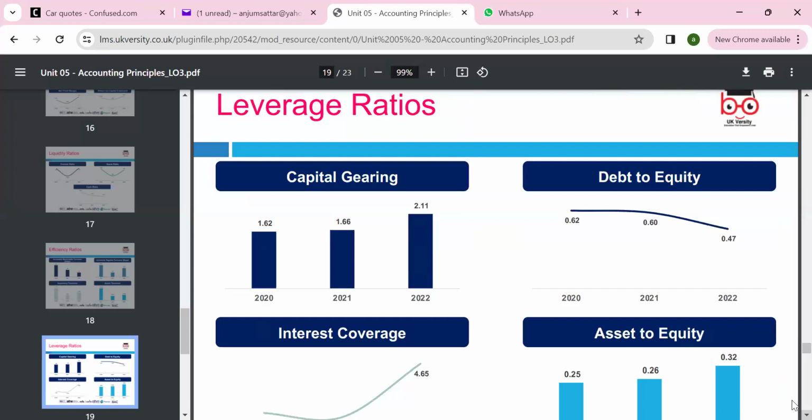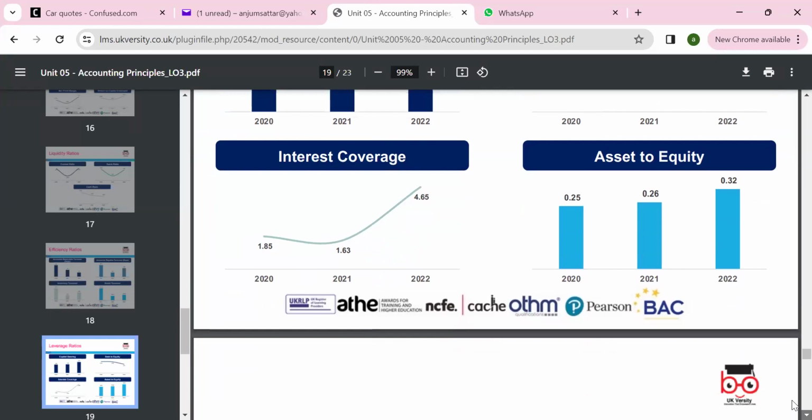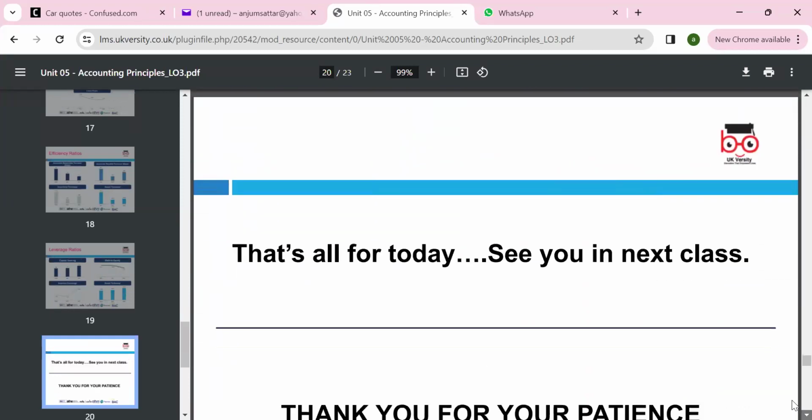Of course, these are the graphs prepared, which we use. Okay, then we have capital gearing ratios 1.62, 1.66, 2.1. So high gearing means high risk if these ratios increase. Sometimes for the debt to gearing ratio, you will see 62% debt, then 60, then 47. So this year was better because there's a decrease compared to other years. Asset to equity, how much asset and equity, you will see there is an improvement, which is good. Interest coverage ratio is also improved. That's a good sign for the business, and the risk of the company is reducing.